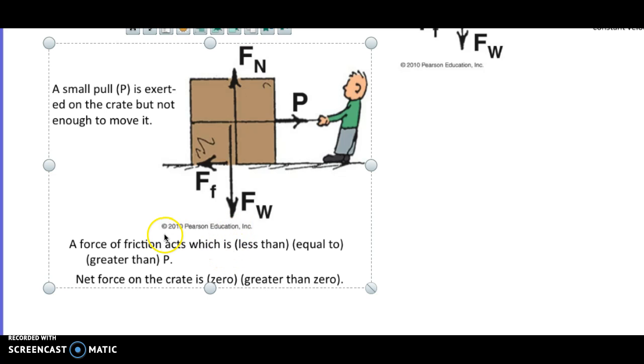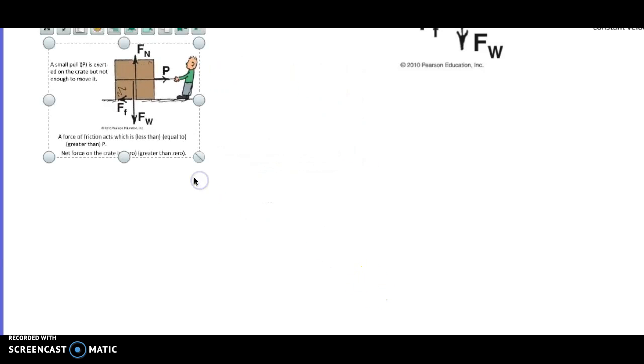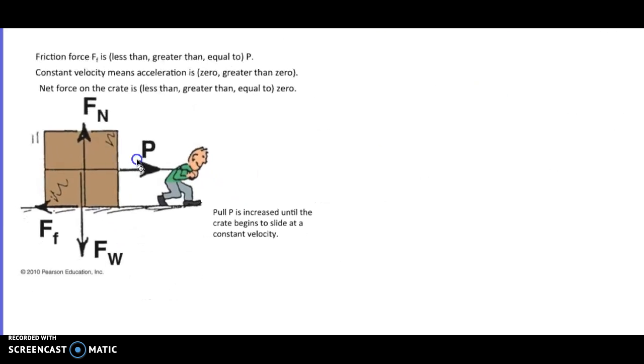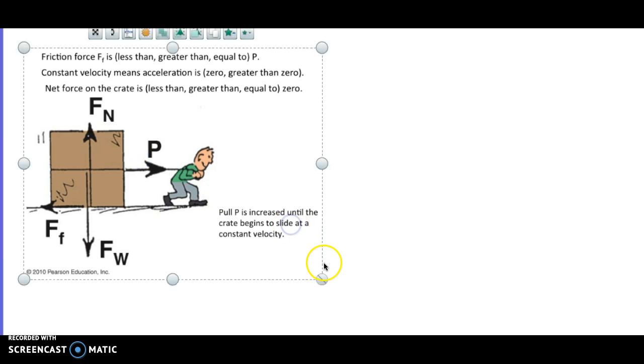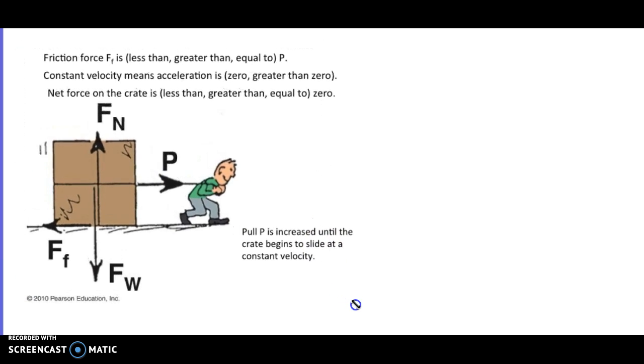Okay? So right now we know the force of friction is equal to P because the crate is staying still, it's not beginning to move. They're canceling out, causing the net force to be 0. And so that is what will happen as I begin to pull on the crate: the force of friction will increase. Now, it can only do that to a certain point, because based on how rough the floor is and so forth, it can only have so much friction, and then it will begin to move.